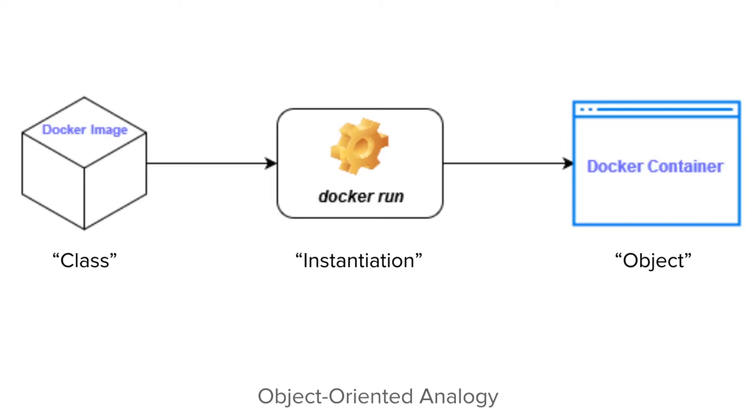And that container you can think of as the object. It's the instantiated class. And it has all of the unique characteristics that go along with an object, right?